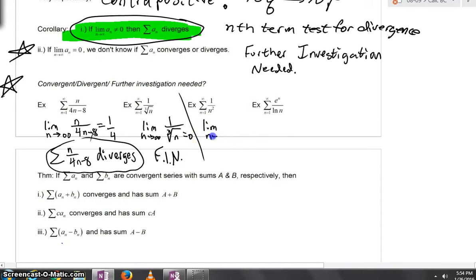Very similar problem right here. Limit as n goes to infinity of 1 over n squared. Well, 1 over something very large goes to 0. Likewise, we'll say further investigation is needed.